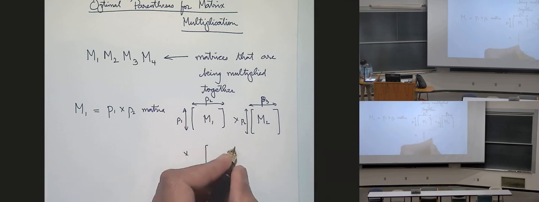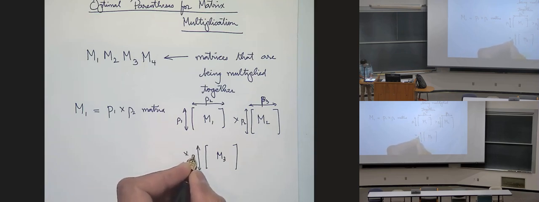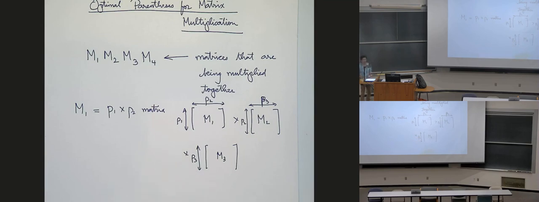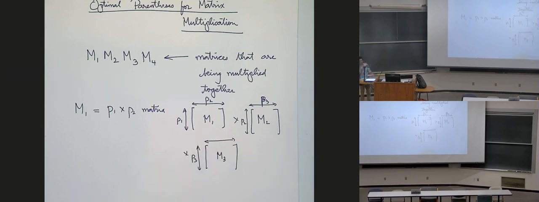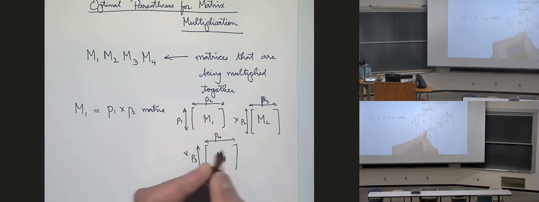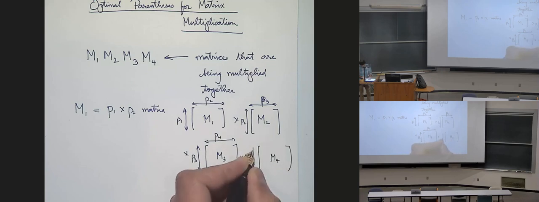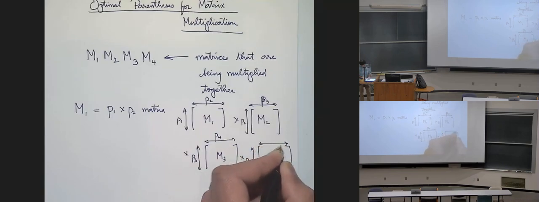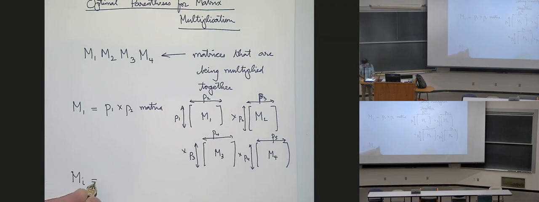And then times, let's say you have M3, that needs to have P3 rows, but the number of columns could be anything, and maybe that is P4, and then you have M4, which is P4 cross P5. So just to be clear, Mi is a Pi cross Pi plus 1 matrix. Okay?